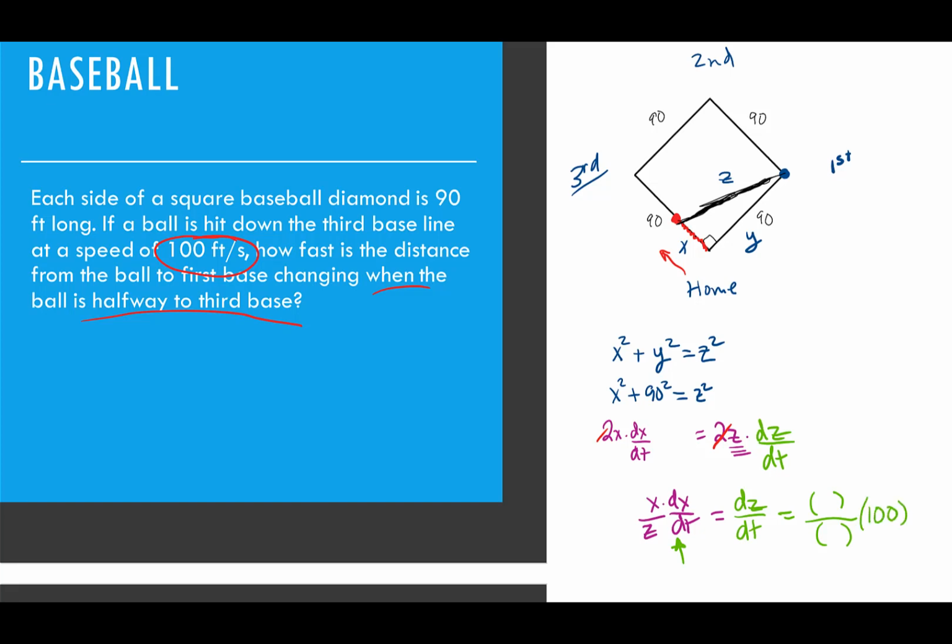Now we need to go find that x. And that x is saying it was halfway down the third base line. Isn't that half of 90? So our "when," that thing we've been waiting on, was actually 45 feet, halfway down. So we can pop in our 45. Now we're still left with having to find z, because that z would be changing.